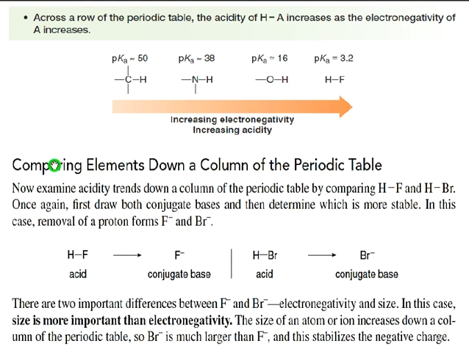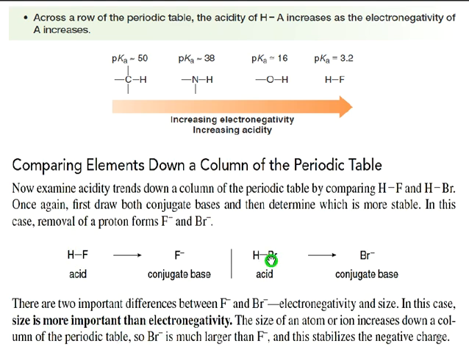And in the same column, compare the elements down a column of the periodic table, like the halogens: fluorine, chlorine, bromine, iodine. Then we will compare between these, to see which element will be stronger than the other. In this case, to compare within the same column, you have to keep in mind this: the size is more important than the electronegativity.